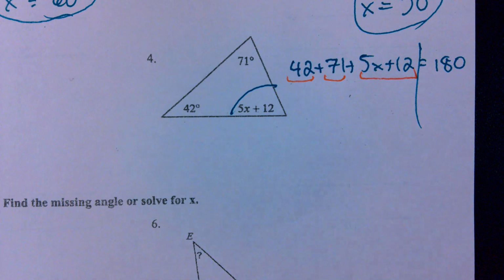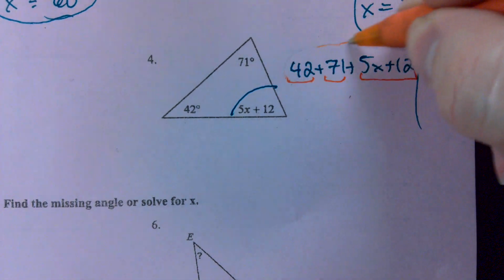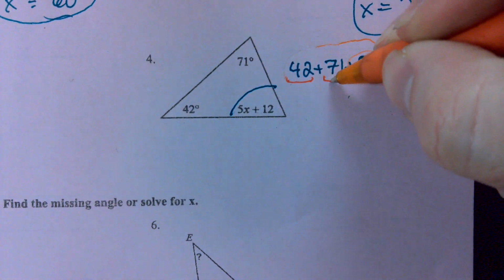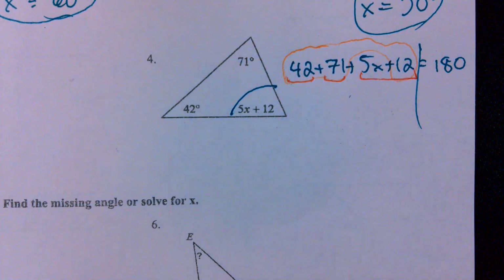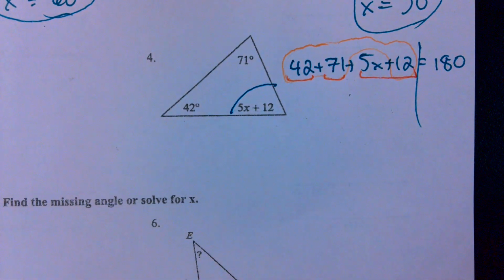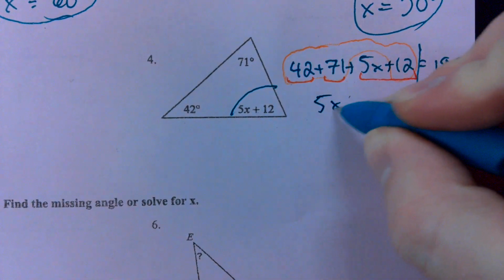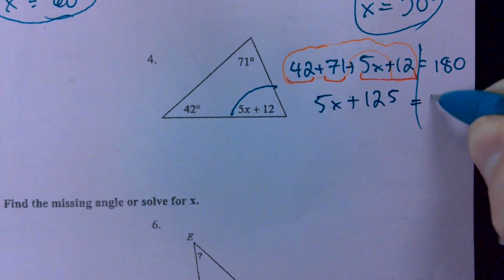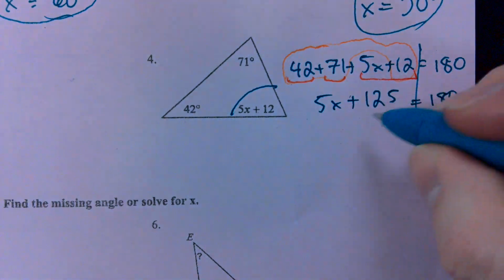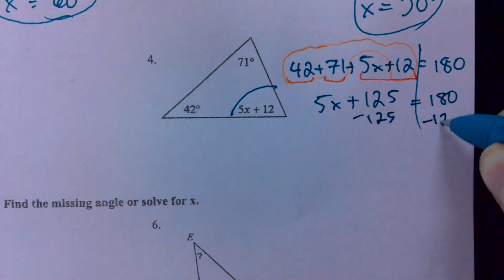So we're going to combine like terms. We've got three like terms to combine, 12, 71, and 42. And what do we get when we add those three together? It's like 124? 125. 125, right? 5x plus 125 equals 180. We'll subtract 125 from both sides.